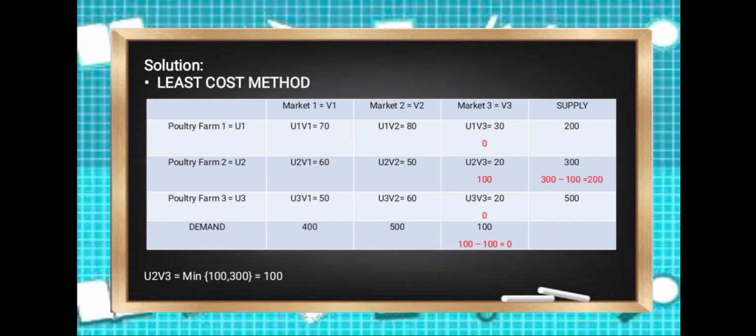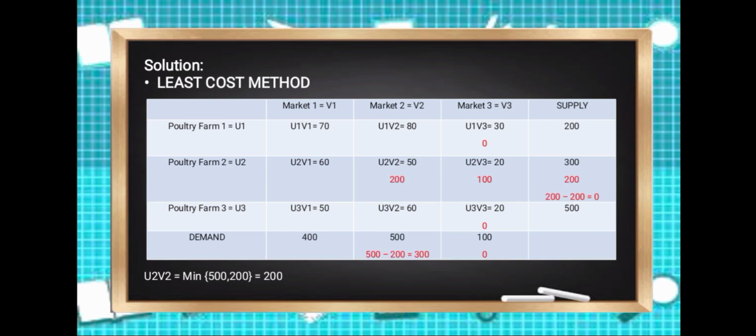Since the least is 50, there are two 50s, which are in U2 V2 and U3 V1. Again, it's up to you where you want to start, so I want to start in U2 V2. So I will find again the demand of U2 V2, which is 500, and the supply is 200. The minimum of 500 and 200 is 200. So I will put that as the value of our U2 V2. And then the 500 of demand minus 200 is equal to 300.